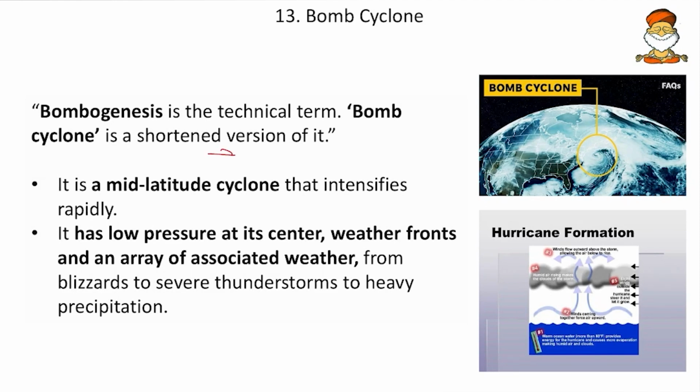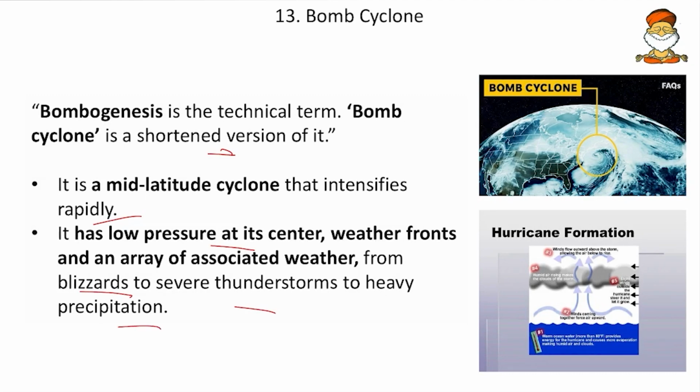So what is this bomb cyclone? It is a mid-altitude cyclone that intensifies rapidly. Usually temperate cyclones will not intensify rapidly, but this one, despite being in the temperate region, intensifies. It has low pressure at the center and weather fronts, and it is characterized by an array of associated weather. So it has specific characteristic weather conditions whenever it comes, such as the formation of blizzards, severe thunderstorms and heavy precipitation.